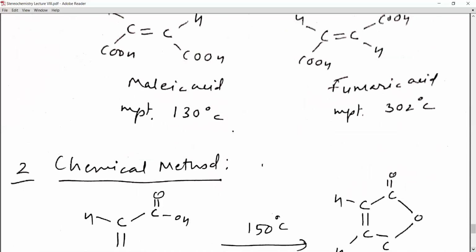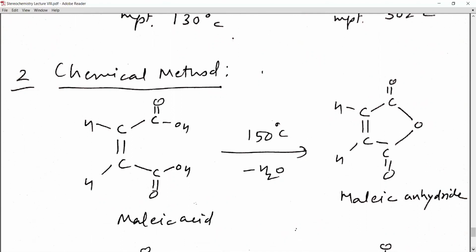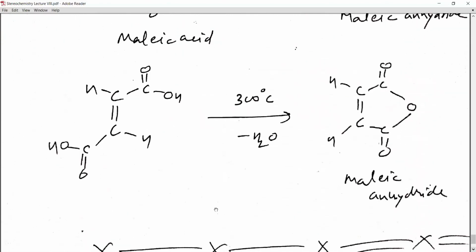Chemical methods also differentiate cis and trans geometrical isomers. Maleic acid can be converted into maleic anhydride at a lower temperature, 150 degrees centigrade, compared to fumaric acid. Fumaric acid, when it is cyclized, requires a higher temperature, 300 degrees centigrade, to convert it into maleic anhydride.